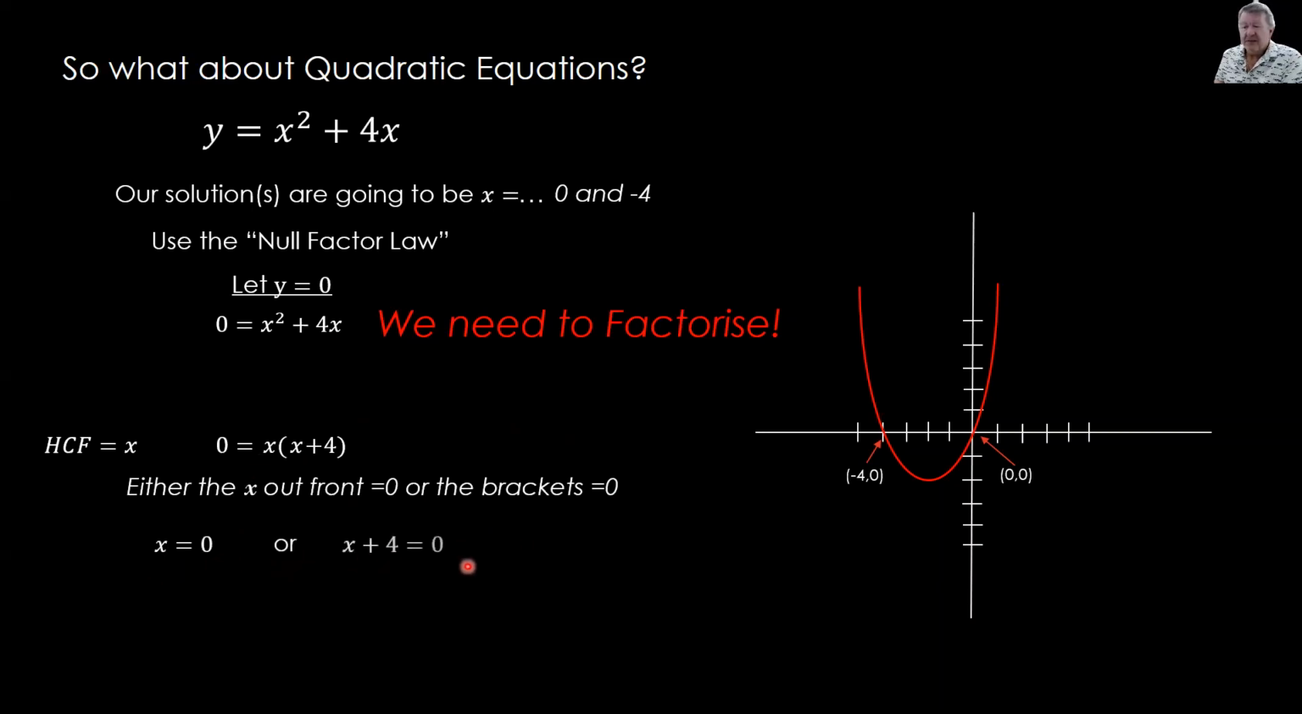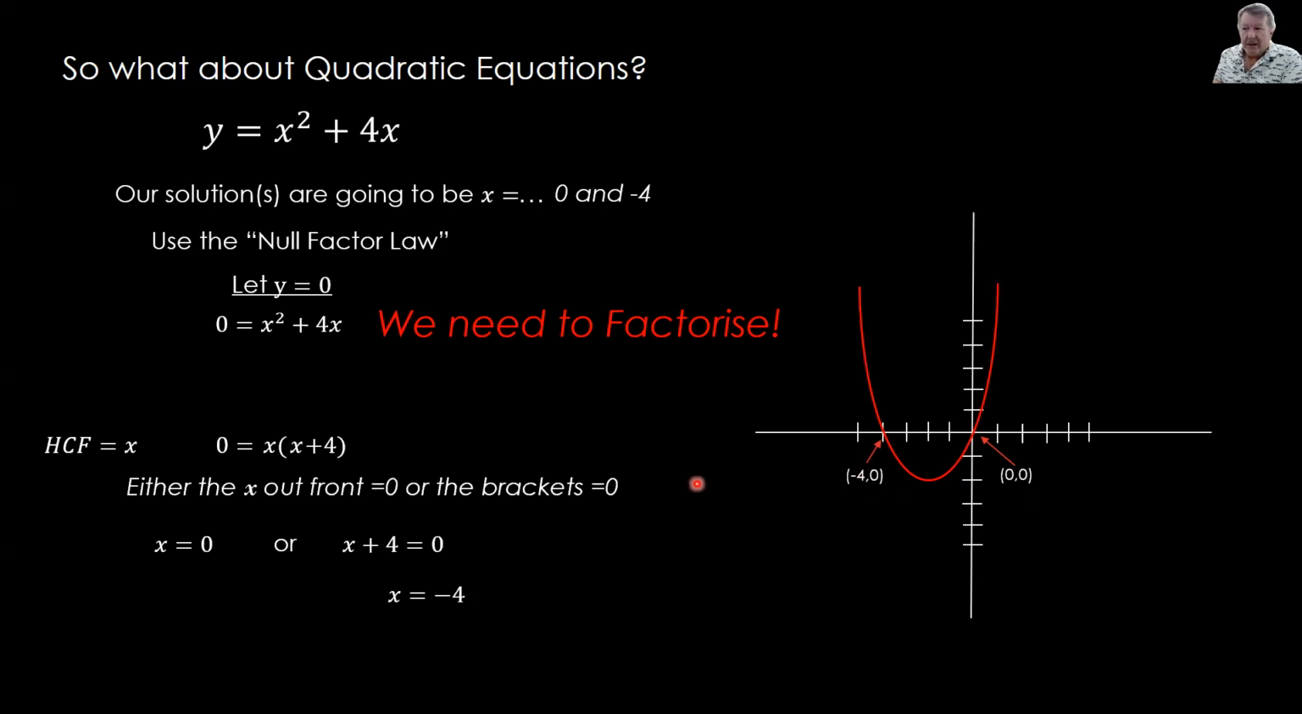Or the x plus 4 equals 0. It's linear now, isn't it? We shift that plus 4. That goes onto the other side and becomes -4. So there are our two solutions: x equals 0 and x equals -4. Let's check it on the graph. The x equals 0, there it is, and -4. There's that one. All right.